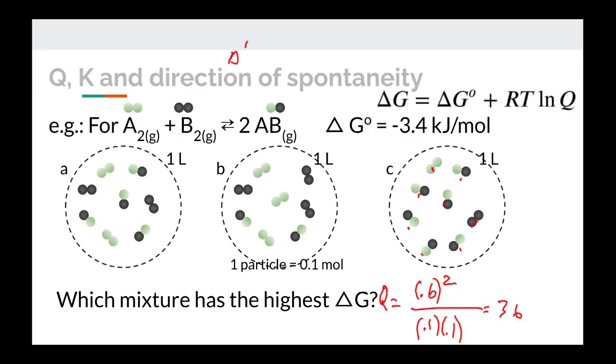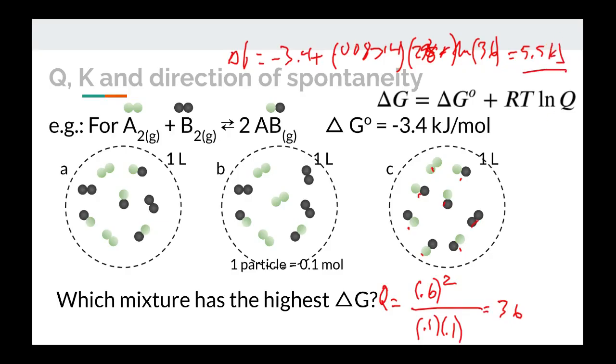So the value of delta G is delta G naught, negative 3.4, let's leave the units off, plus R, 0.008314 kilojoules per mole Kelvin, times the temperature, 298 kelvins, times the natural log of 36, which we just found for Q. And this comes out to 5.5, and the unit would have been kilojoules. Delta G is positive here, so that means the forward reaction is not spontaneous, which goes along with the idea that Q is greater than K, which means the reaction is shifting to the left.